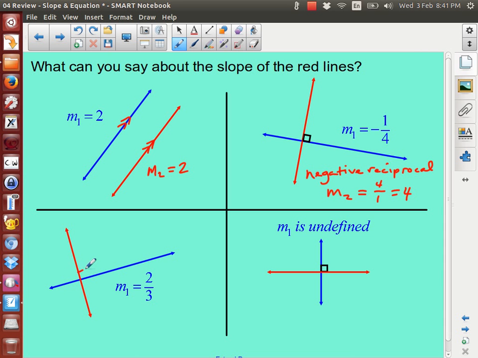But the way they're drawn makes me suspect that I intended for this to be a right angle. And so if I say that's a right angle, then my second slope is the negative reciprocal of the first. So instead of 2/3, I'm going to write the reciprocal, 3 over 2. And instead of it being positive, I make the whole thing negative.